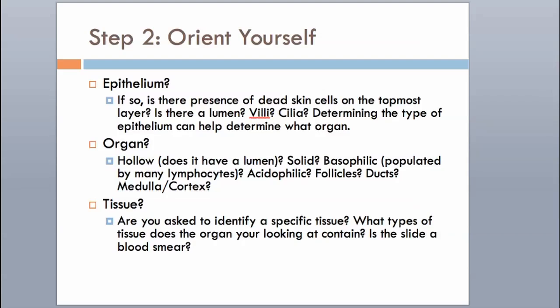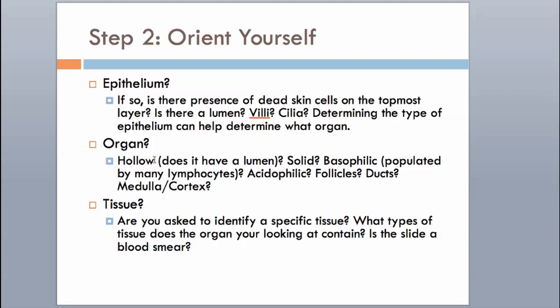So, typically in a slide, you'll either see epithelium of some kind, and this is going to be epithelium of the skin or epithelium of some kind of organ, including arteries and veins and those kinds of things, or you are going to see a slide from part of an organ with no epithelium present, or you're going to see a slide with a single kind of tissue, such as a blood smear.